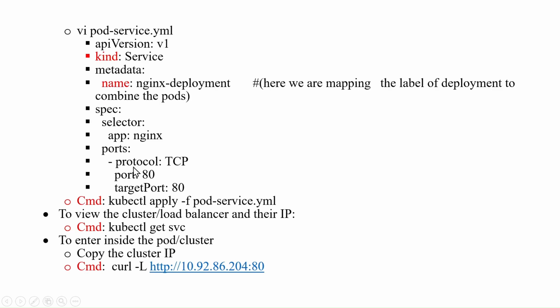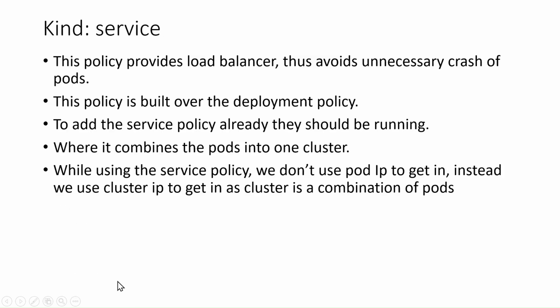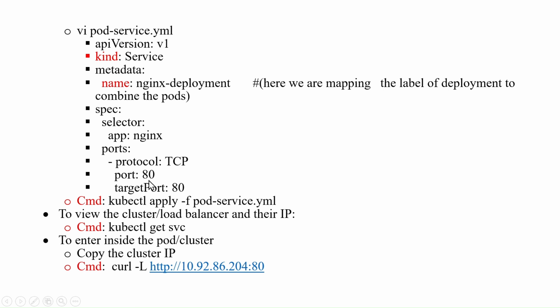So thereafter, I'm defining the ports: in what protocol it should go up, and in what port number it should be available to access. I'll be using TCP as the protocol, and my deployment container port number was 80. For that purpose, I'll be using 80 as the target port.